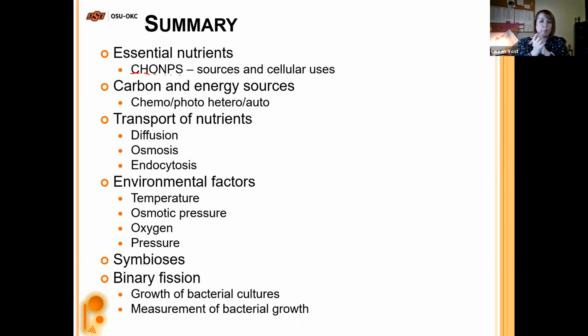Environmental factors involved in growth of bacteria: temperature preferences, osmotic pressure preferences, like hypertonic solutions and so on. We talked about symbioses and how things live together in biofilms. And then we talked about bacteria growing up. So that is it for chapter 7.